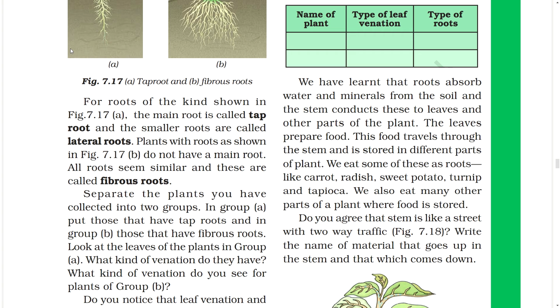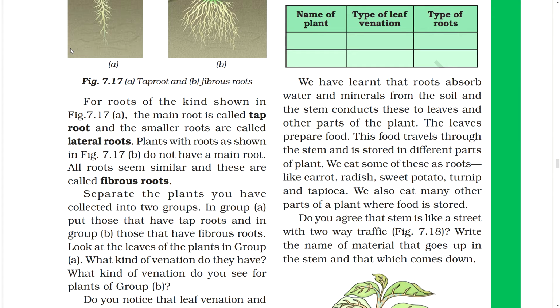We have learned that roots absorb water and minerals from the soil and the stem conducts this to leaves and other parts of the plant. The leaves prepare food. The food travels through the stem and is stored in different parts of the plant. We eat some of these as roots like carrot, radish, sweet potato, turnip and tapioca. We also eat many other parts of a plant where food is stored.